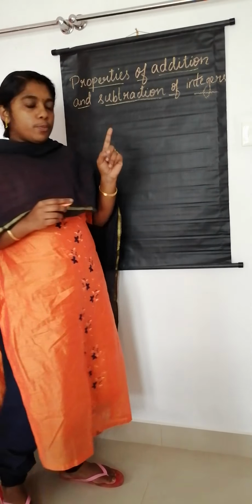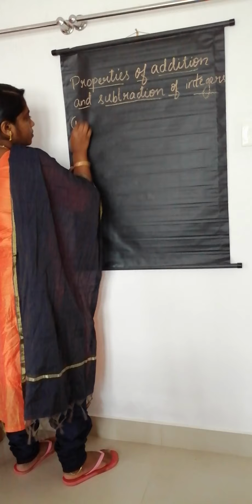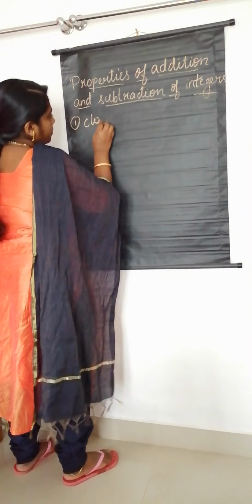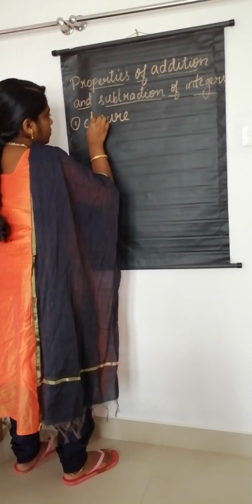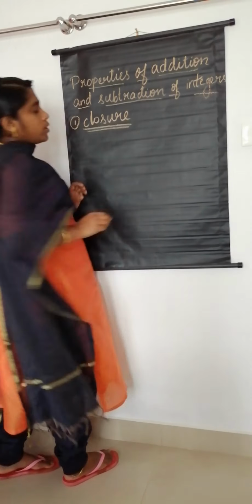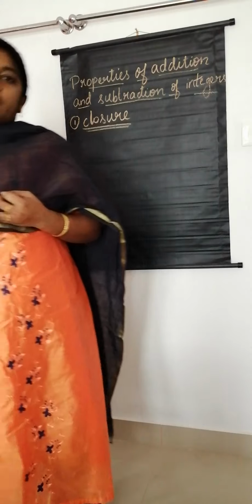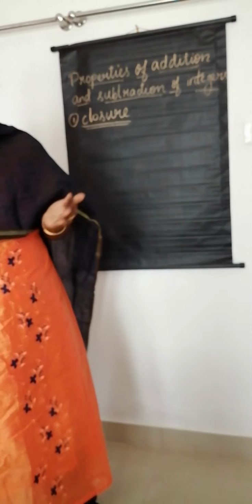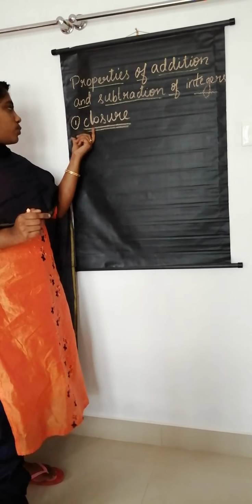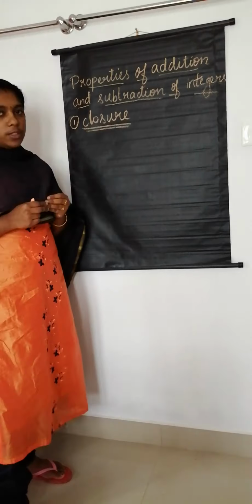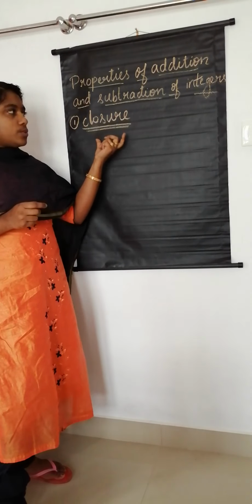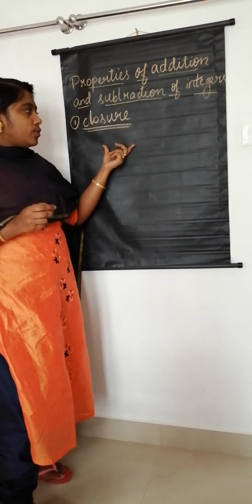In that, the first property is closure. You have the closure property, commutative property, associative property, like that. So many properties you have, and the first one is closure. We say closure under addition or closure under subtraction. First we are going to see the property of closure for addition.